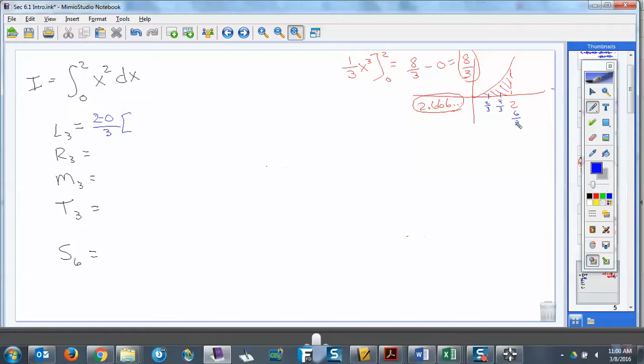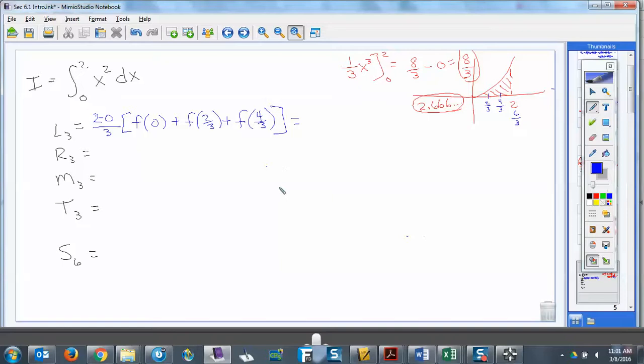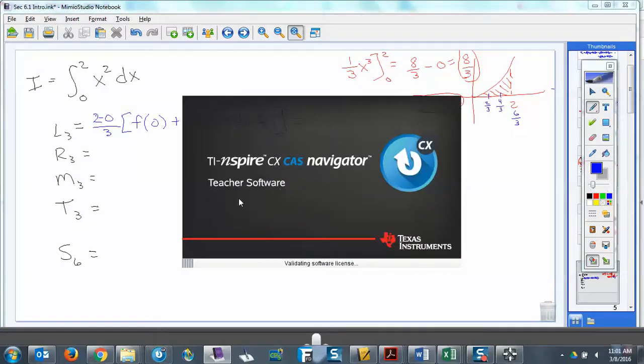I'm gonna let you use your calculator to actually plug these in anyway, okay? But we're gonna write it out and then use our calculator to plug it in. So what's gonna go here? Now these are lefts. So it's gonna be f of 0 plus f of 2/3 plus f of 4/3. That's it. Now, let's go to our calculators and let me show you how you can make this a little quicker to do this calculation.